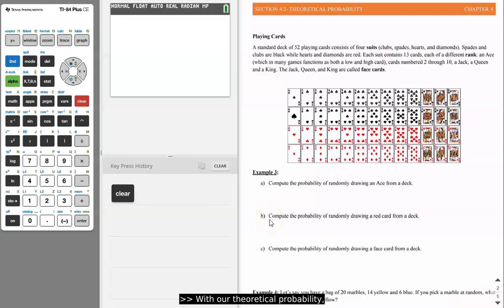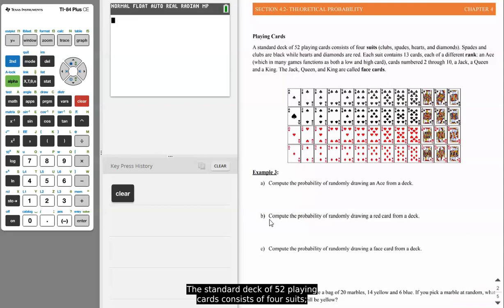So with our theoretical probability, playing cards or just a deck of cards is something that we see throughout really any type of probability chapter. So let's take a look a little bit more about what a deck of cards looks like, certain things that are in a deck of cards, and so forth.